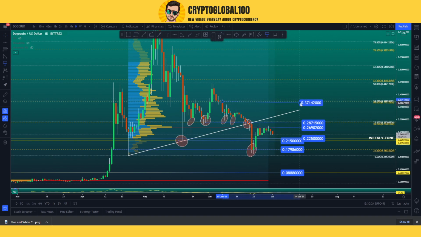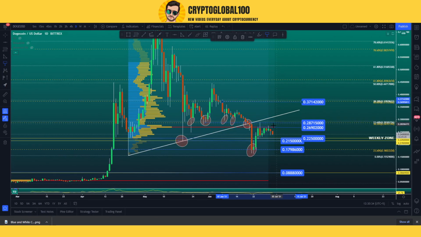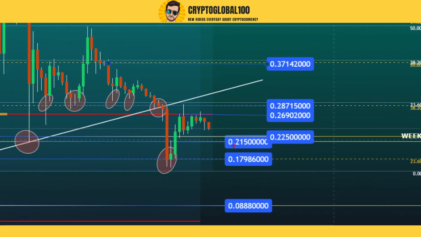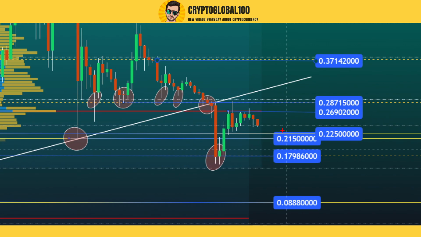This one, 0.37. If and only if any candle closes above 0.28 to 0.26, then we would be moving in the upward direction. Right now it is going down to 0.225, which is the zone between 0.225 to 0.215. This is a weekly zone, guys. This is a weekly area, a strong zone as well. So this would be our first support. The next support would be around this area, 0.179.